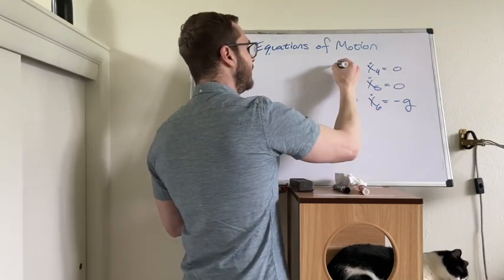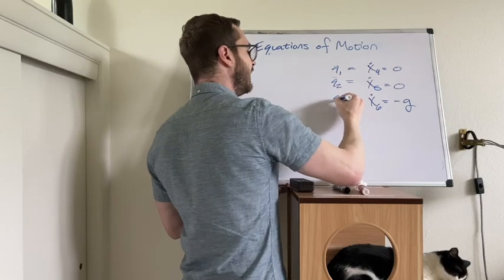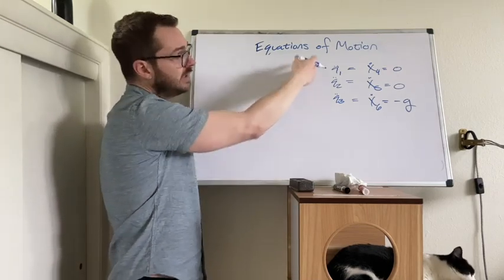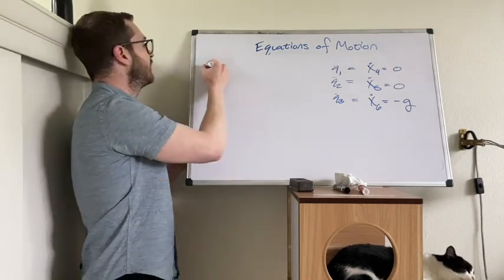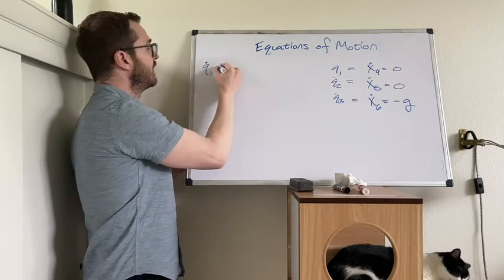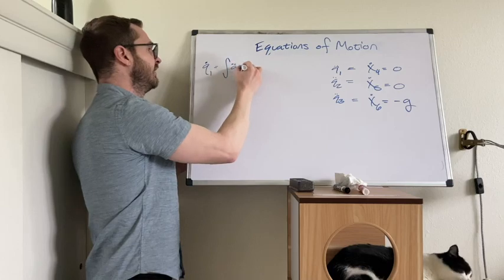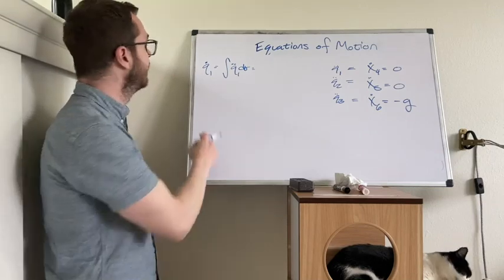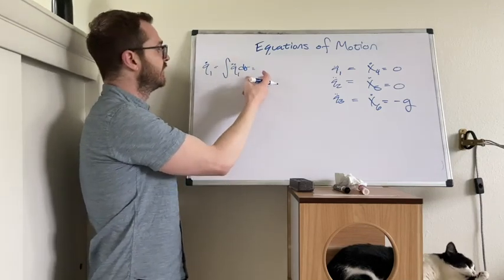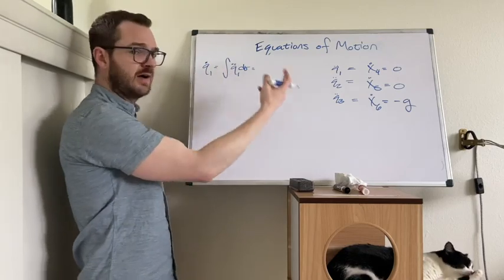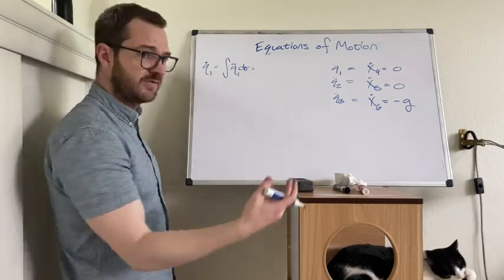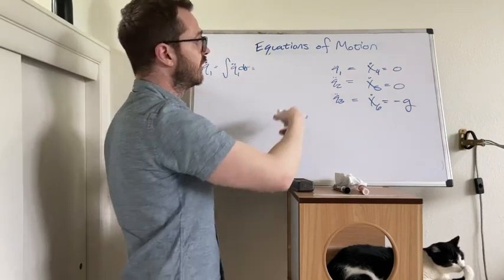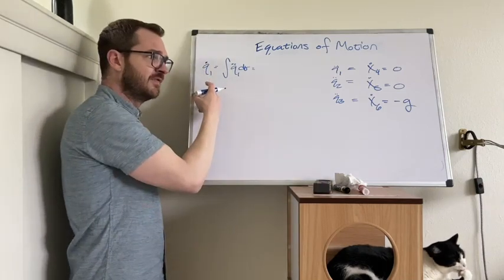Now, this was the Q1 double dot, this was Q2 double dot, and that was Q3 double dot. Suppose that we analytically integrate these. So if I want Q1 dot, that means I'm going to integrate Q1 double dot dt, and right now, without friction, it turns out that Q1 double dot is 0. So what do we get when we integrate 0? Do we get 0? Is Q1 dot 0? Not necessarily. This says that the acceleration is 0, which means the change in velocity is 0. It doesn't necessarily mean that the velocity is 0.